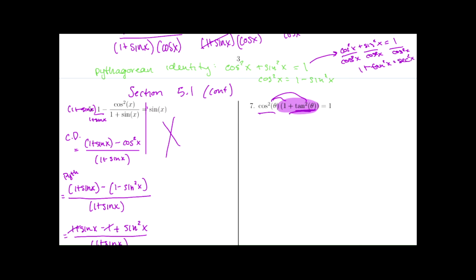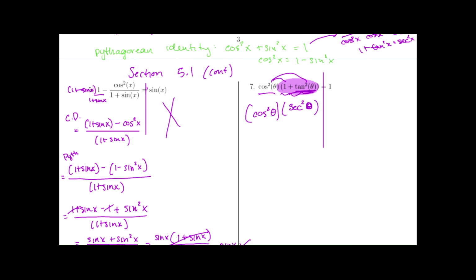So I can take this 1 plus tangent squared and write it as secant squared of theta here, and that's cosine squared theta times secant squared theta. All right, and then cosine squared theta I'm going to leave alone. Secant squared theta is 1 over cosine squared theta, so this is good news. Those cosines are going to cancel for us, and we get just 1 back, which is what we're going for.